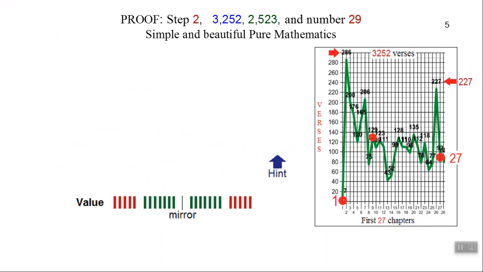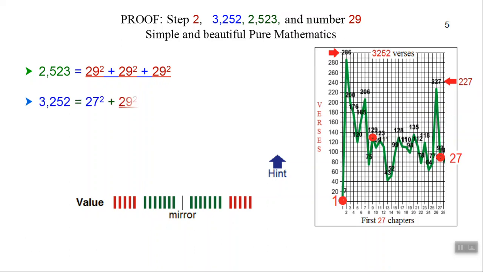The reverse number of the 3252 verses of the 27 chapters, which is 2523, is equal to 29 squared plus 29 squared plus 29 squared, and we write them as 3 29s throughout this discussion for reasons. And the number of verses of the 27 chapters themselves, the 3252 verses, are equal to 27 squared plus 29 squared plus 29 squared plus 29 squared.